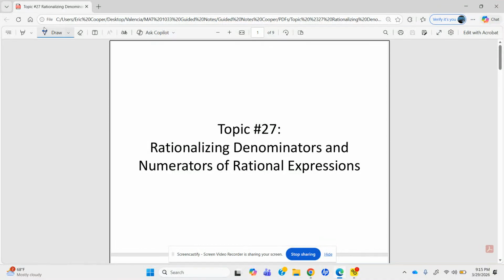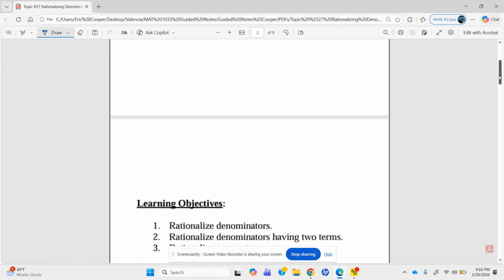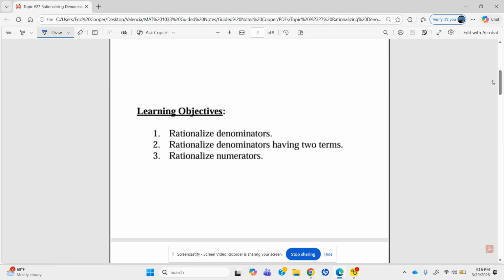Hello everybody, welcome to topic number 27, rationalizing denominators and numerators of rational expressions. Today we're going to show you how to rationalize both denominators and numerators when they have one term and two terms.